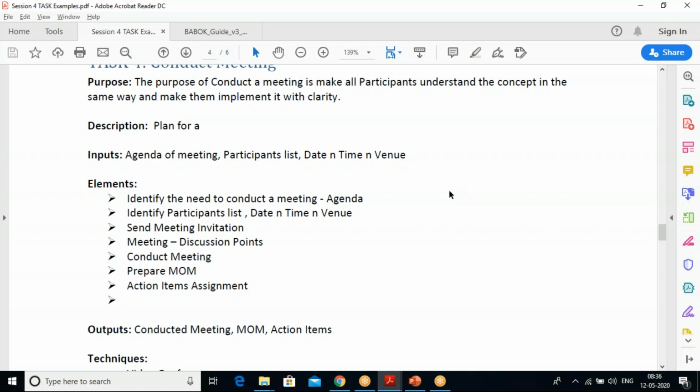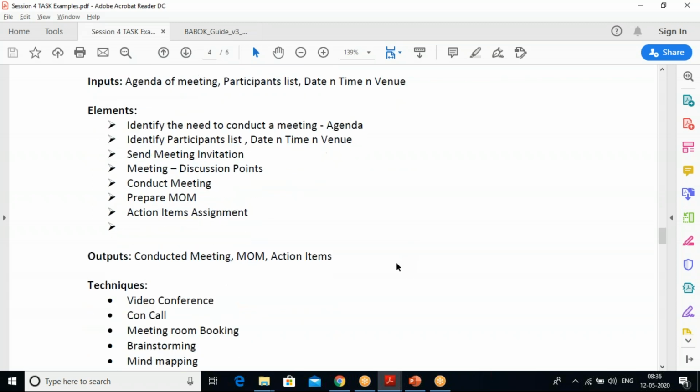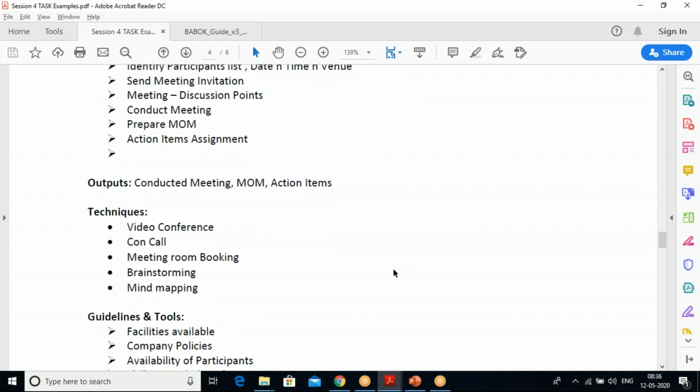And generally, these are the elements we come across. The output is that the meeting is conducted, minutes of meetings will be there, and action items will be there. Coming to the techniques, you can see techniques can be video conferencing, a con call, meeting room booking, mind mapping, brainstorming. These are the various techniques we will be using there, right?